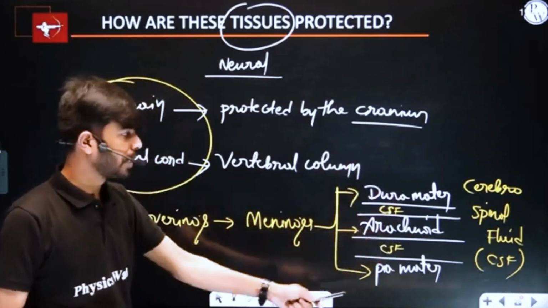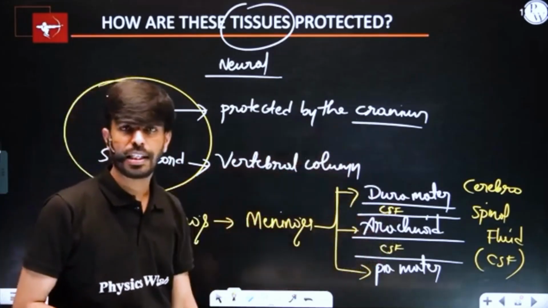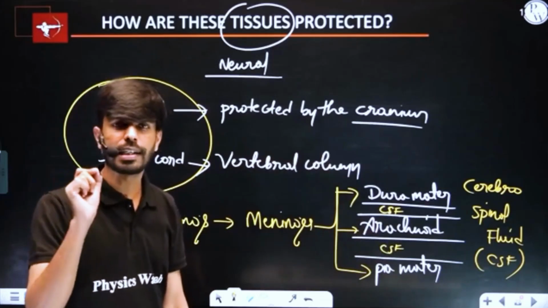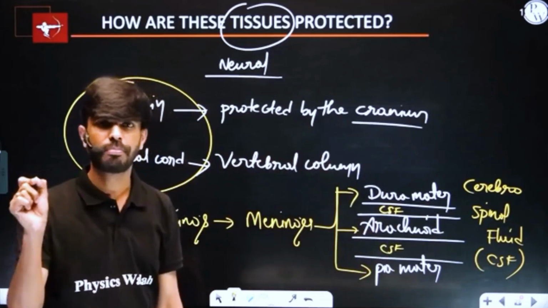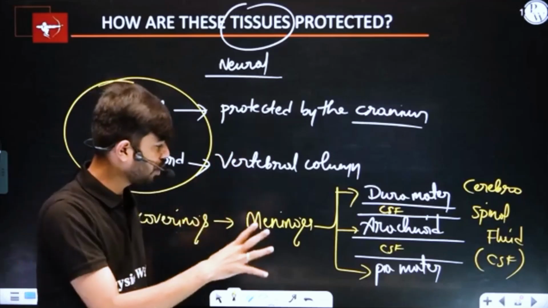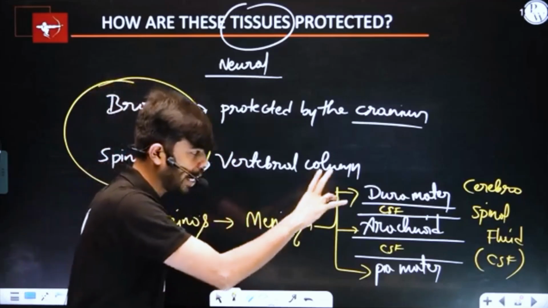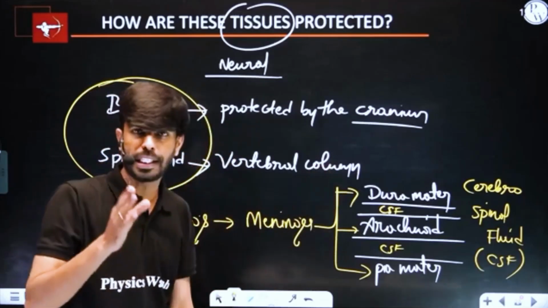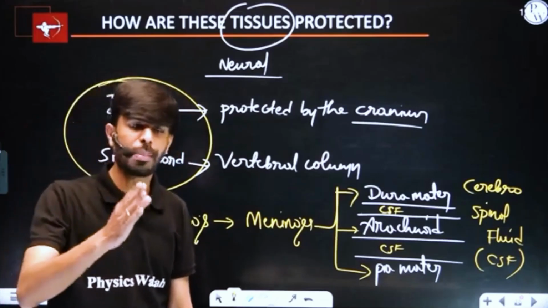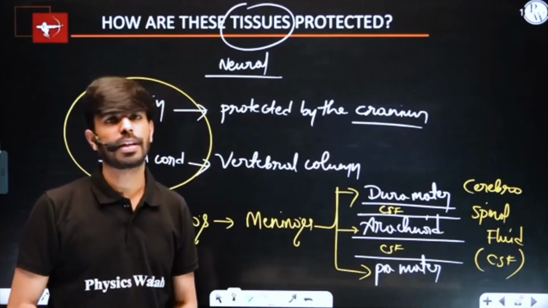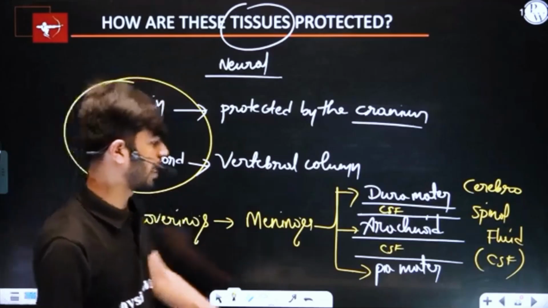In between these three layers there is a fluid called cerebrospinal fluid. The main function of this meninges and this fluid is protecting the brain and spinal cord from the external shock. It protects the brain and it protects the spinal cord.